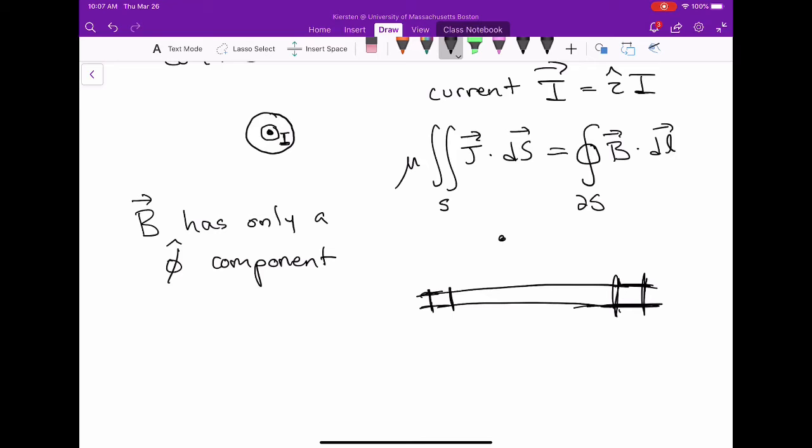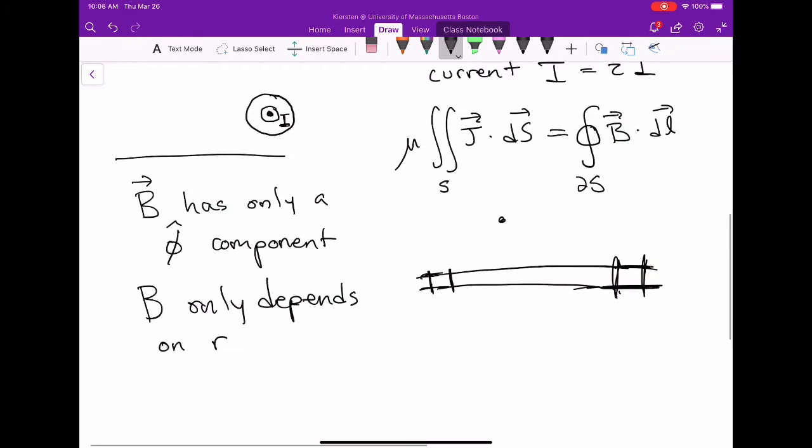For similar reasons, by symmetry, we only have r dependence. The reason for that is the geometry doesn't vary with any of our other variables. The geometry doesn't vary with angle phi, and it doesn't vary along the z-axis. The only dimension along which it changes is the radial one. So the magnetic field can only depend on r, because everything else is symmetric. You could move the origin around and get the same physical problem.